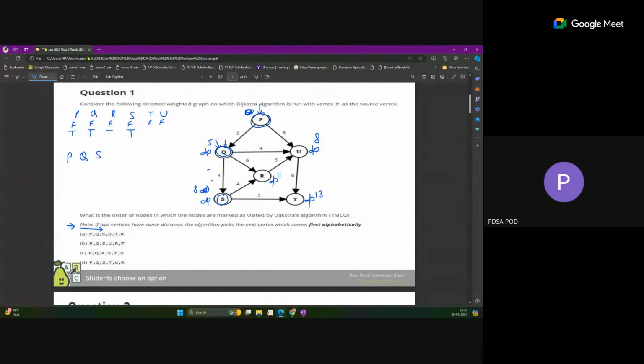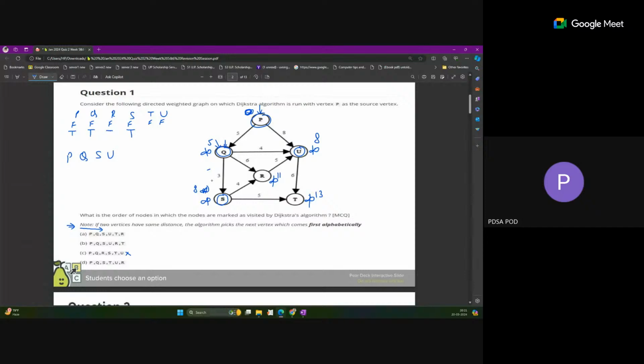So here S is now the third. You can see three options are remaining: A, B, and D. So now C is incorrect. After that, U, R, and T are remaining to visit. Which one has the minimum distance? U. So next, definitely U will be selected. From U, we have 8 on U, and U to T is 6. So 8 plus 6 is 14, which is greater than the previous one, so that will not update.